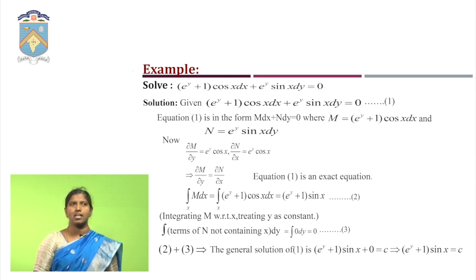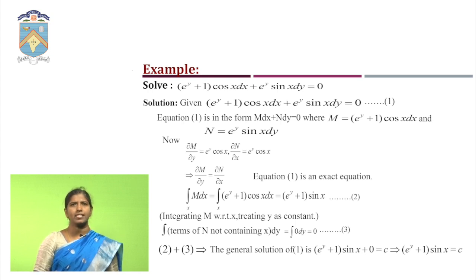Now coming to N. What is N here? e^y sin x. So ∂N/∂x. Here the x term is nothing but sin x. So the derivative of sin x is cos x. So e^y cos x. So both the terms are equal here. ∂M/∂y = e^y cos x and ∂N/∂x = e^y cos x. So both are equal. So the given differential equation is an exact differential equation.